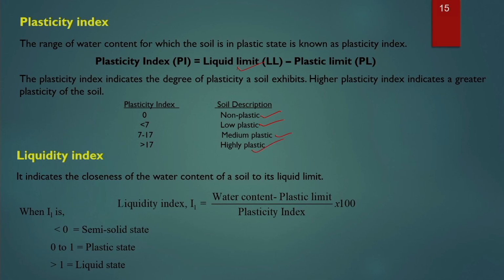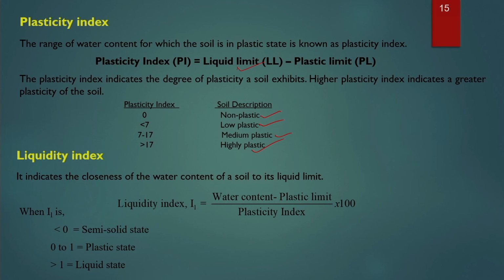The next index is known as the liquidity index. So liquidity index indicates how close the soil is to its liquid limit. Generally this is defined as the ratio of the water content minus the plastic limit, divided by the plasticity index, into 100.